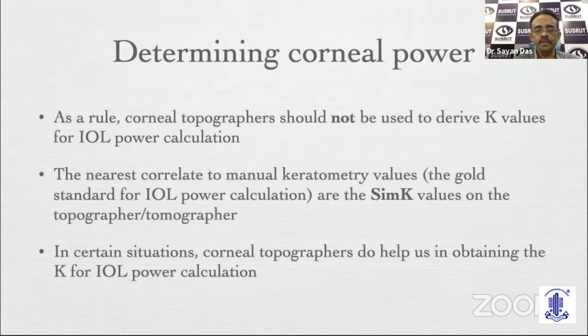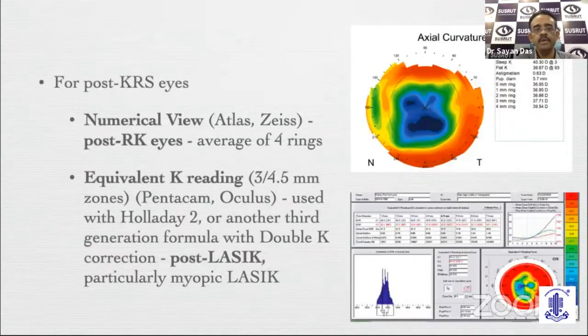Coming to determining corneal power for IOL power calculation, as a rule, corneal topographers should not be used to derive the K value for IOL power calculation. The nearest correlate to manual keratometry values, which are still considered to be the gold standard for IOL power calculation, are the SIM-K values on the topographer or the tomographer. However, in certain situations, corneal topographers do help us in obtaining the K value for IOL power calculation. Like in this specific situation, following a keratorefractive surgery.